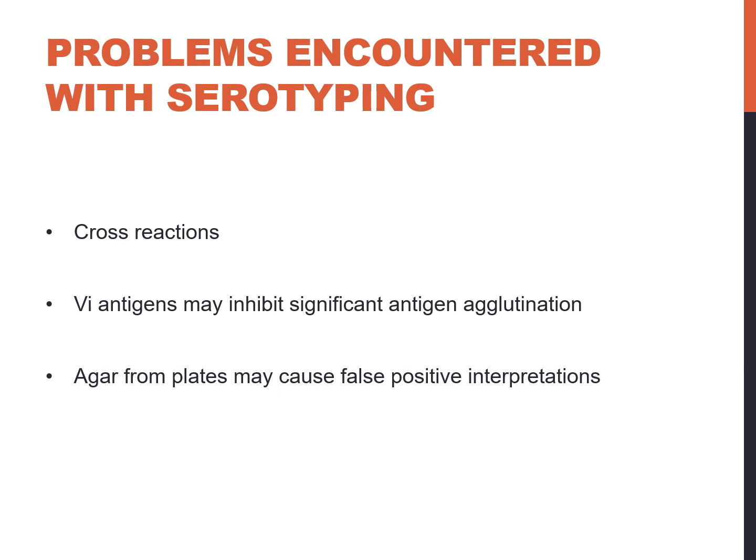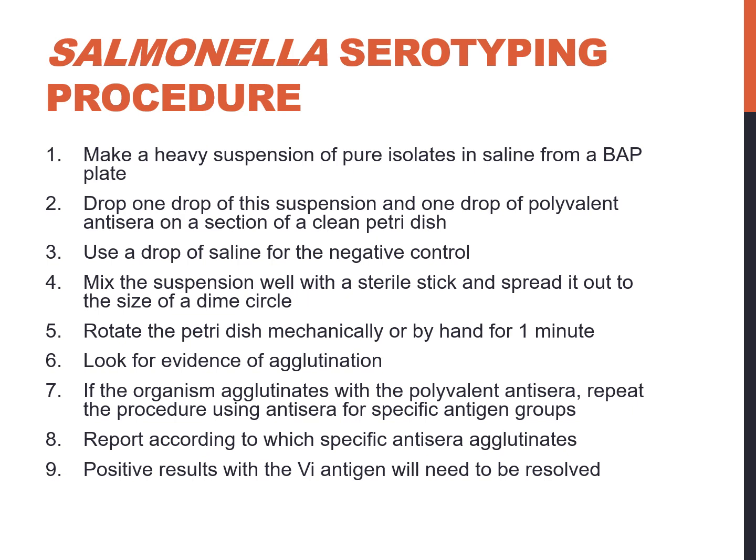Anytime you go to serotype a Salmonella or Shigella or anything like Campylobacter or even E. coli O157:H7, you could encounter some problems. One such problem is cross reactions with other organisms in close proximity to the organism being tested. This is why we want to make sure we use a pure culture. Our Vi antigens may inhibit significant antigen agglutination, and they may be difficult to remove, but you can try to boil them away. Also, if you have chunks of agar from your plate, this could cause false positive interpretations of the agglutination methods. The procedure for typing a Salmonella and Shigella is exactly the same.